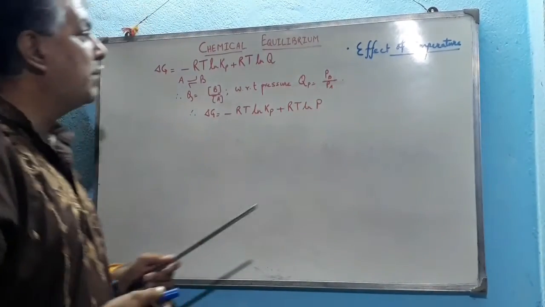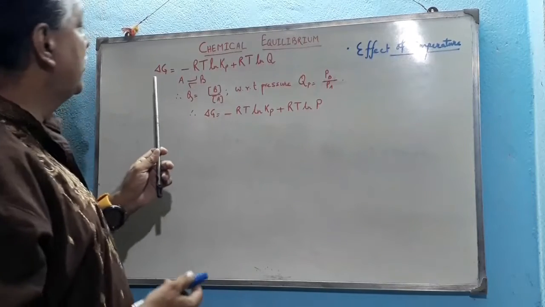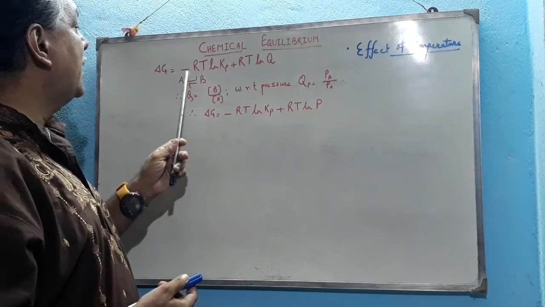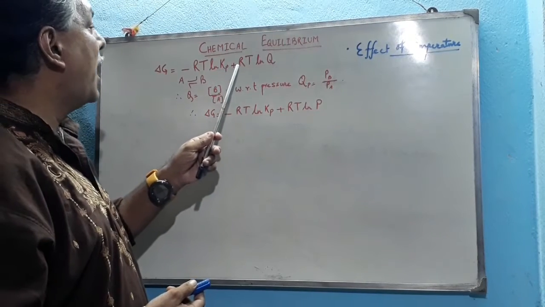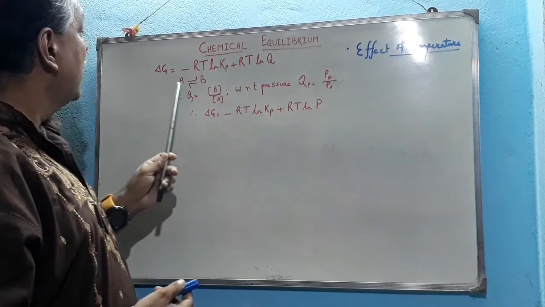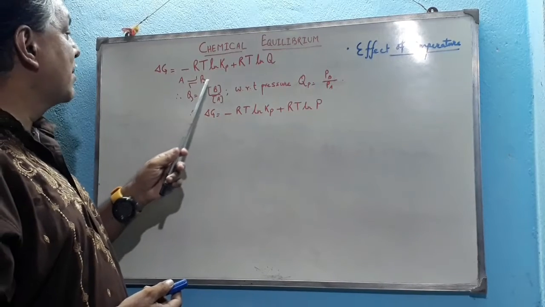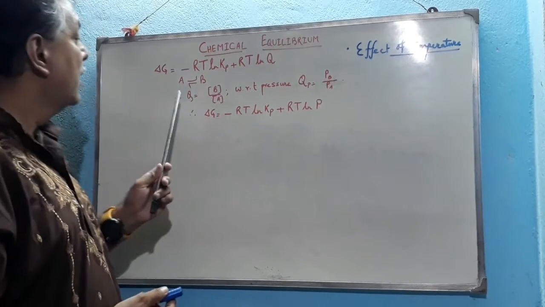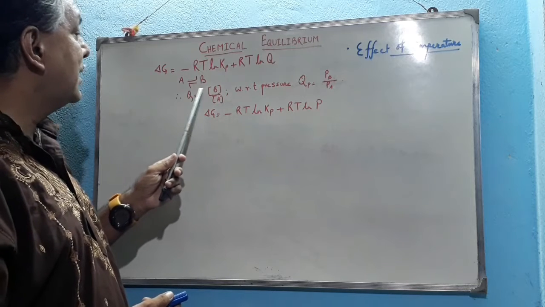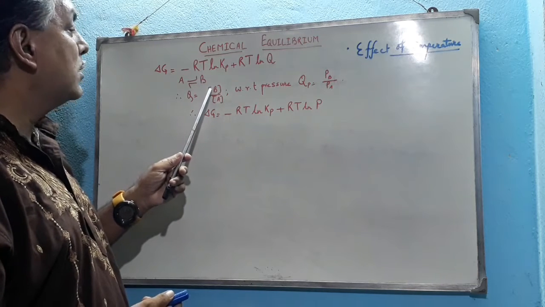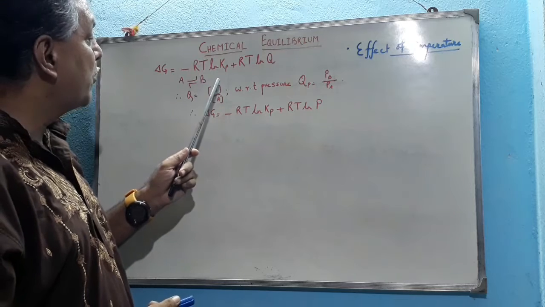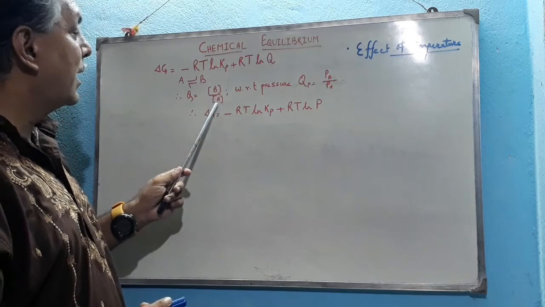Now, for the effect of temperature, we know from the Van 't Hoff isotherm that del G equals minus RT ln Kp plus RT ln Q, where Q is the quotient. Suppose a reaction A reversible B in a closed container. In the case of the quotient, we can write this with respect to the concentration term: the molar concentration of B divided by the molar concentration of A, that means the molar concentration of the product by the molar concentration of the reactant.